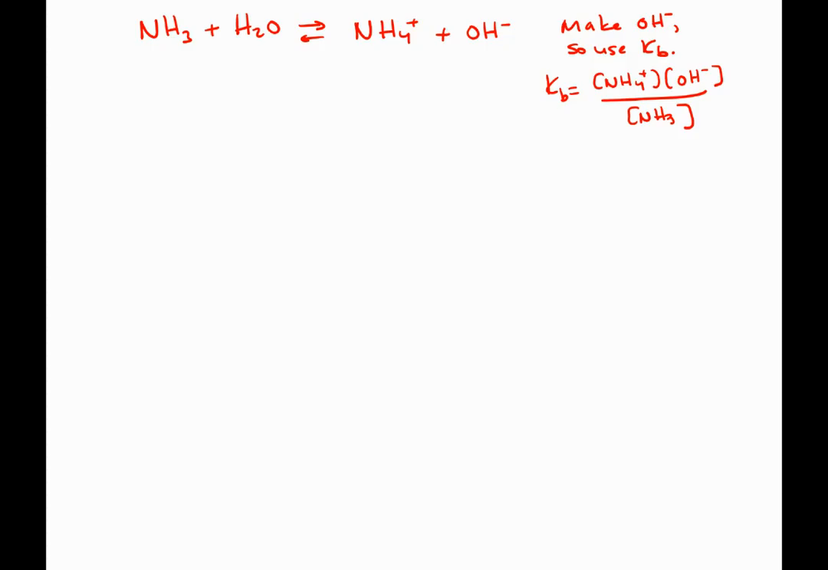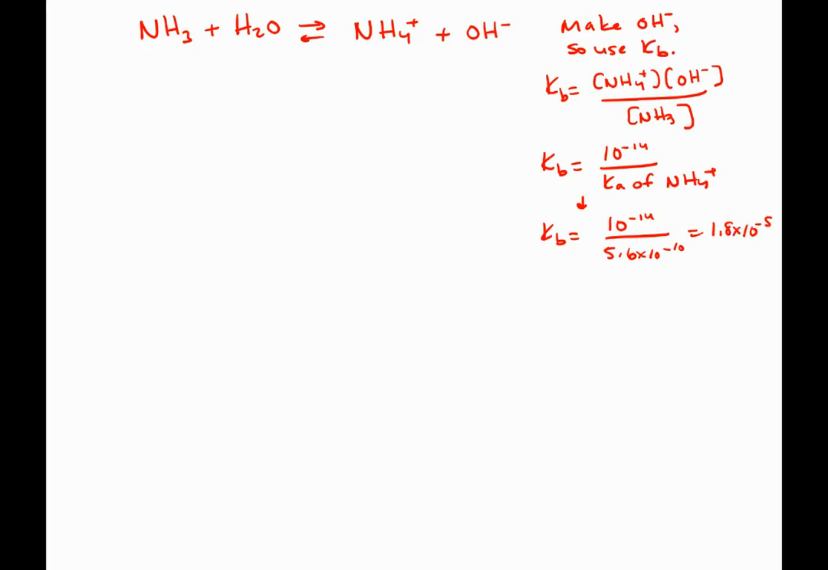Additionally, we should know what the value of Kb is. The table doesn't tell us that, but it does tell us the Ka of NH4+. So let's get that value. The Kb is going to be 10 to the minus 14 over the Ka of NH4+. Therefore, the Kb is 10 to the minus 14 over 5.6 times 10 to the minus 10. That is 1.8 times 10 to the minus 5.